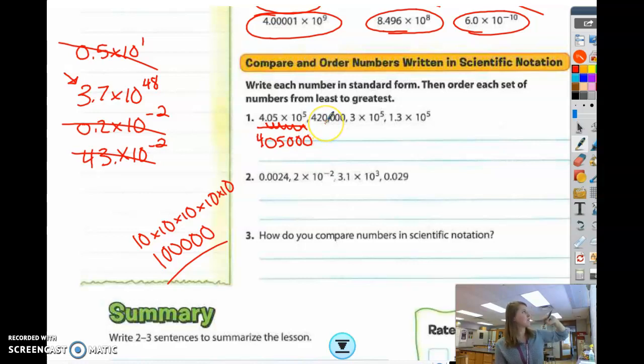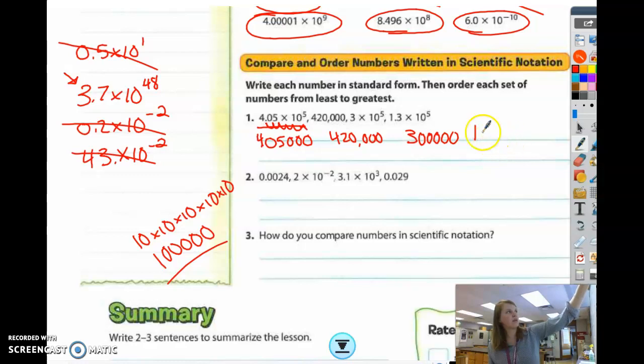This one's already written in standard form, so I'm going to copy that. This one, 3 times 10 to the fifth, so I'm going to write the 3. The decimal would be here. We're going to go right 5 spots. 1, 2, 3, 4, 5. The next one, 1.3 times 10 to the fifth, the decimal would be here. We're going to move right 5 spots. 1, 2, 3, 4, 5.